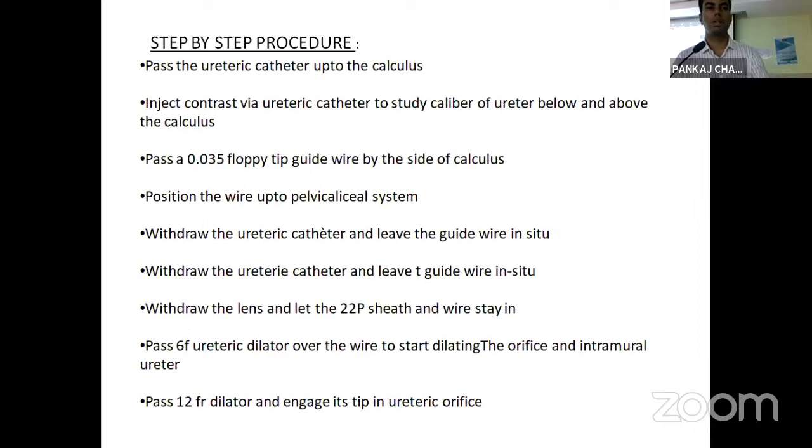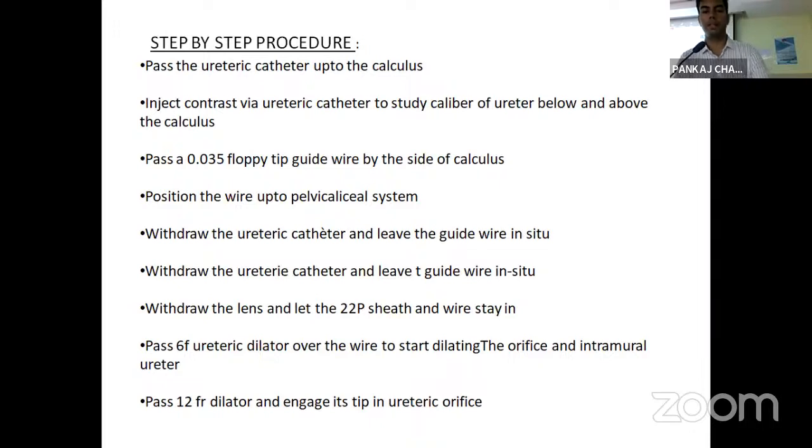Step-by-step procedure in URSL. Pass the ureteric catheter up to the calculus. Inject contrast via the ureteric catheter to study the caliber of the ureter below and above the calculus. Pass a 0.035 floppy tip guide wire by the side of the calculus. Position the wire in the pelvicalyceal system. Withdraw the ureteric catheter and leave the guide wire in situ.